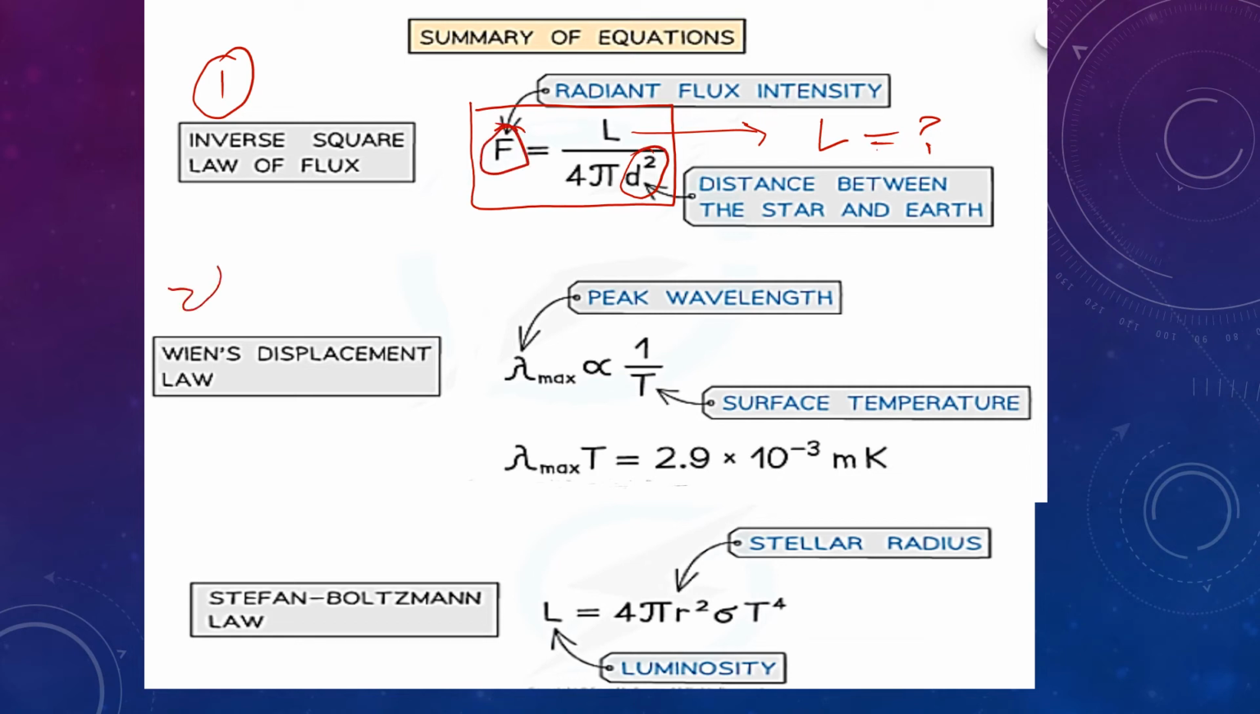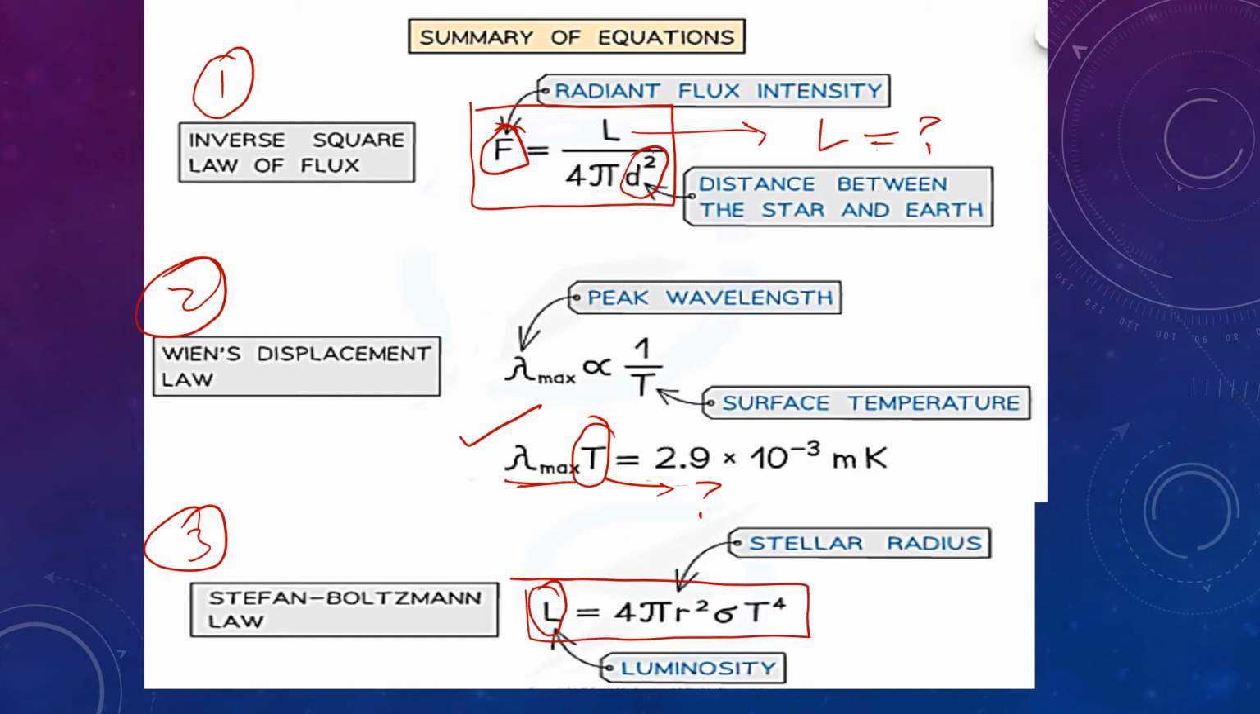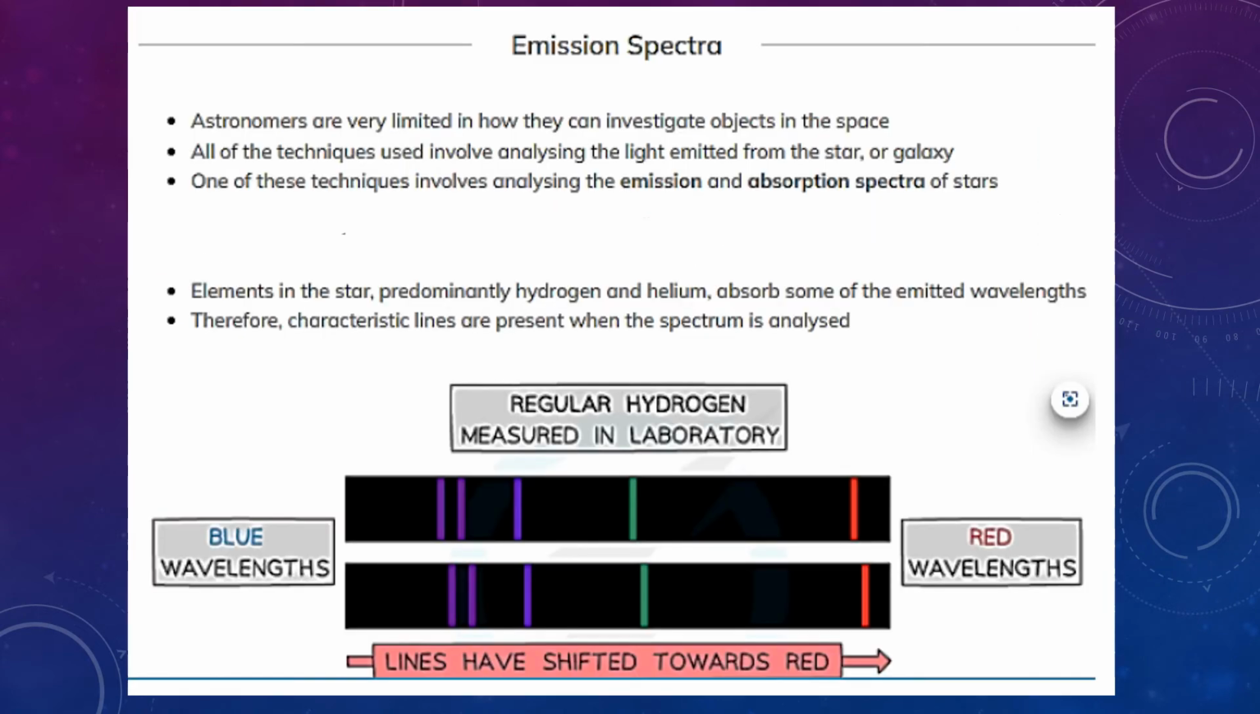so using that you can find L. And secondly, using Wien's displacement law, you use lambda maximum times T is 2.9 times 10 to the power minus 3. So what you can do is measure the temperature from here because you already know the lambda maximum. And then the third thing is the Stefan-Boltzmann law. As you know L from 1, and as you know the temperature from 2, you can find this R, which is the stellar radius.